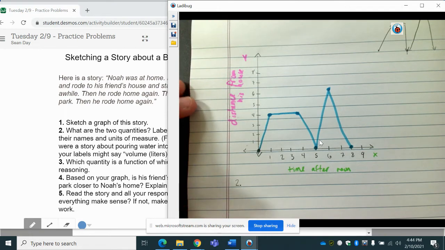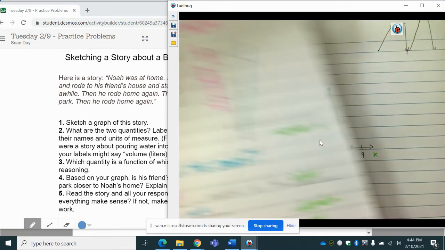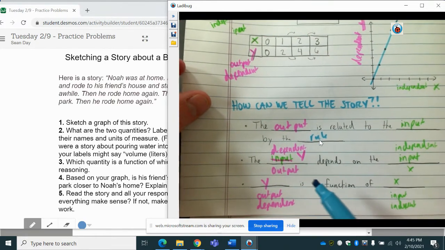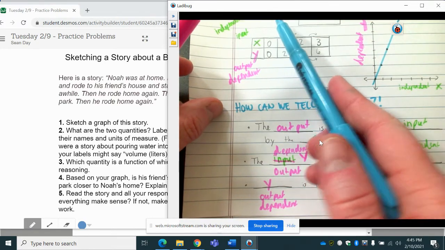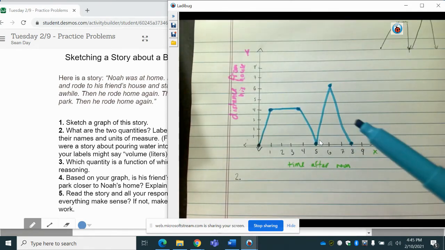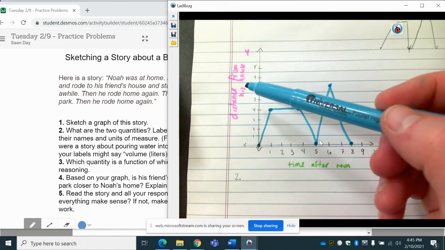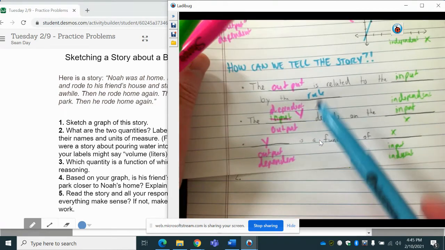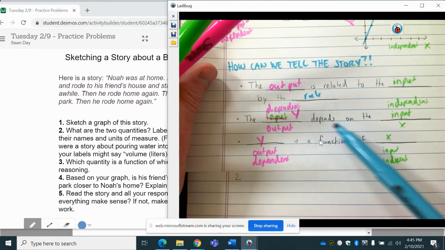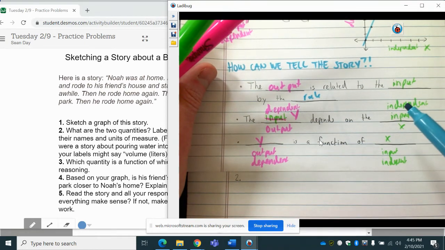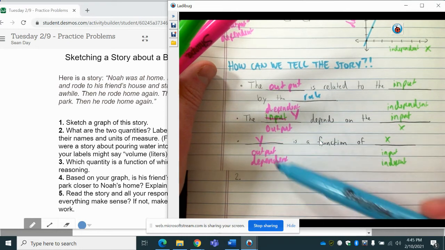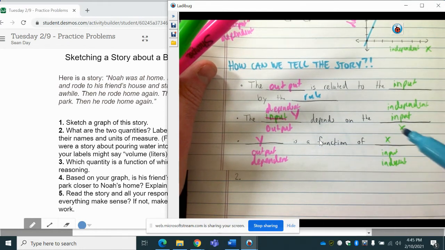So then it asks, which quantity is a function of the other? So we go back to our language for telling the story of a function. So again, we know that the input following a rule gives us an output. The time following some rule is going to give us our distance from the house. So we could also say, well, then the dependent variable is the distance. So the distance from the house depends on the time of day. Oh, that means also too that the y, the distance from the house, is a function of the time of day.